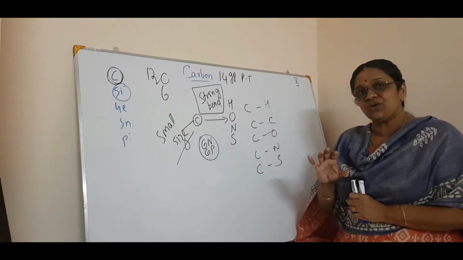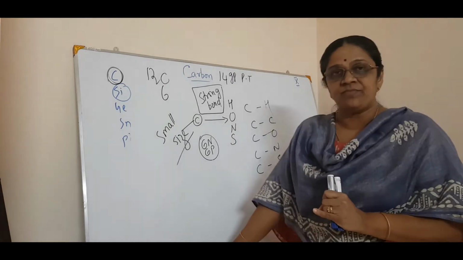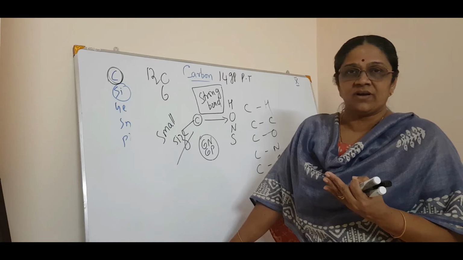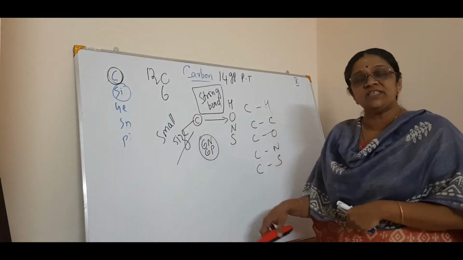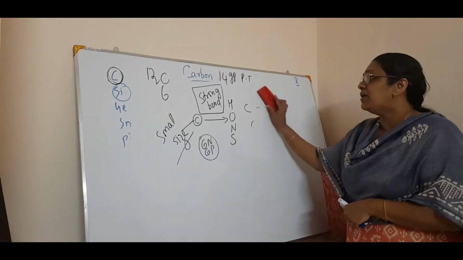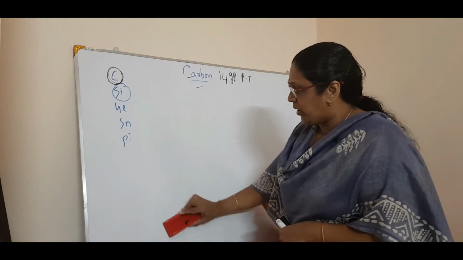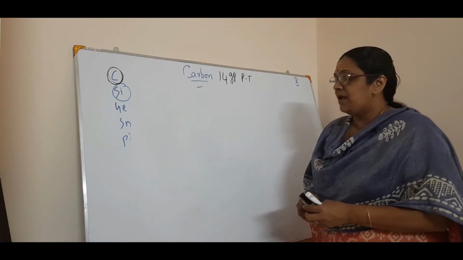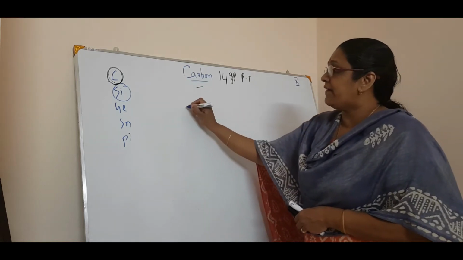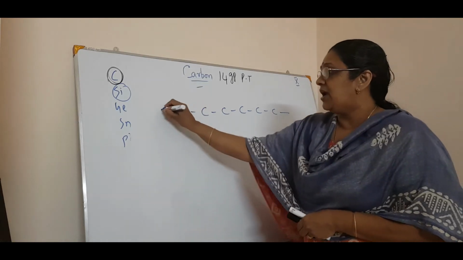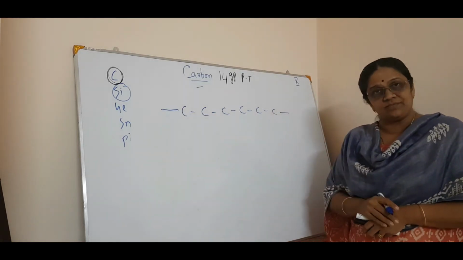So we got the 3 points. First is catenation, second is tetravalency, and third is small size of the carbon atom. And these 3 points make the versatile nature of carbon. Is it clear? Now, one more point to discuss: as we said, carbon forms self-linkage, that is carbon, carbon, carbon, which is called catenation.